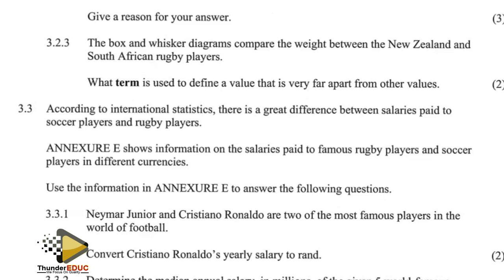What term is used to define a value? Take note of that. A value that is far apart from other values. I usually call them weird numbers. The weird numbers, we call them outliers. That's the term that we use. The values that are awkward, the values that are far away from most of the data values, then they become outliers.